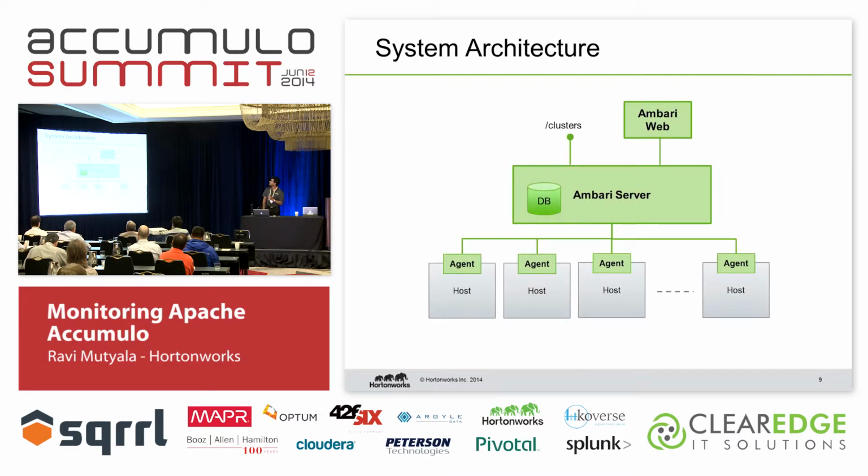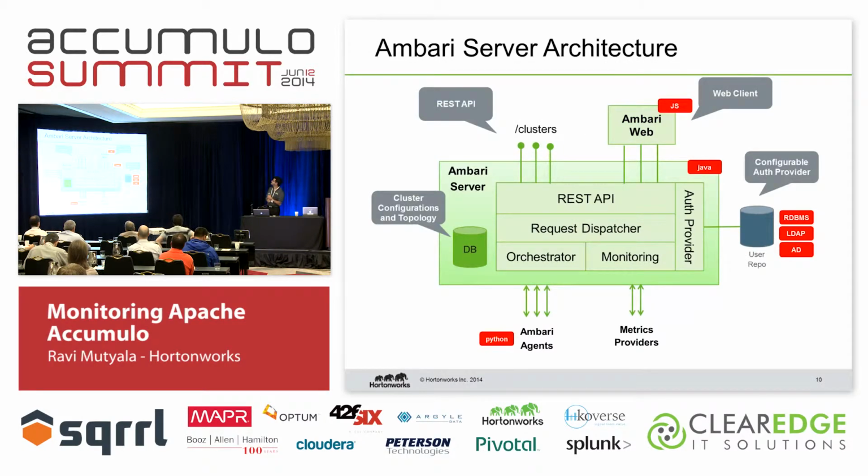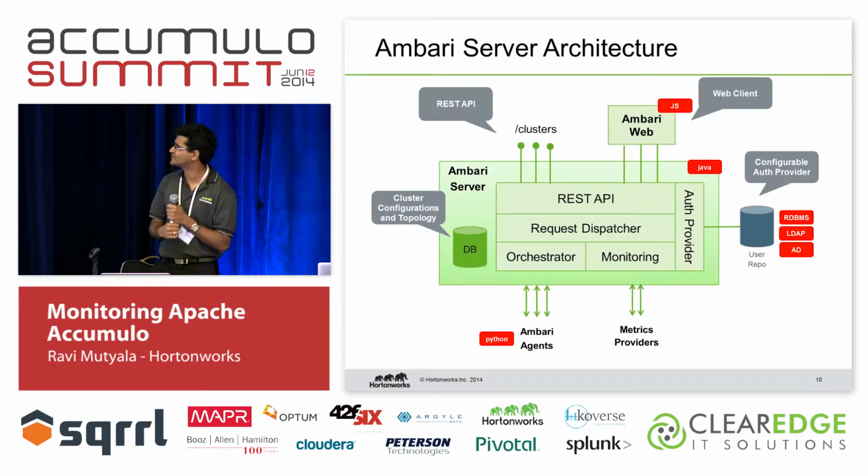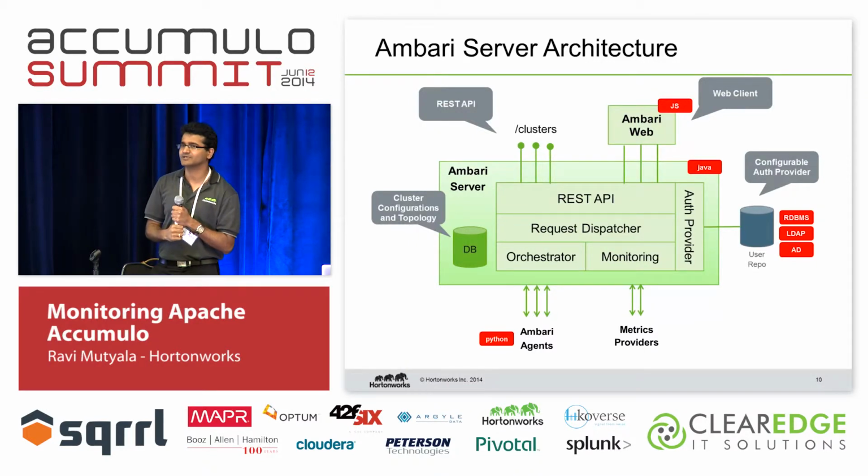This is a brief overall architecture of how Ambari looks. There's an Ambari server. There are agents running on all hosts. And there's a REST API that you see on clusters and the web UI, right? Ambari web is a JavaScript based thing. All agents that run on each node are Python. Then the overall server is Java, and where it stores the data, it can be any RDBMS. Right now we support Oracle, MySQL and Postgres.